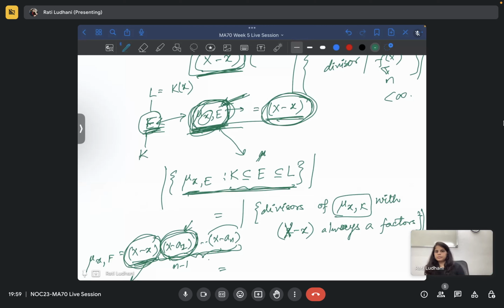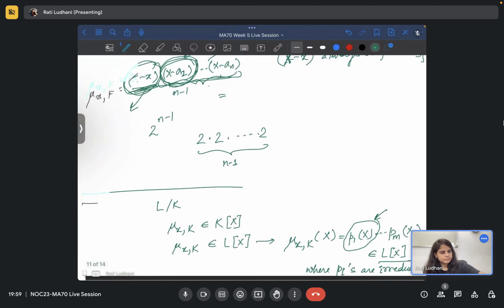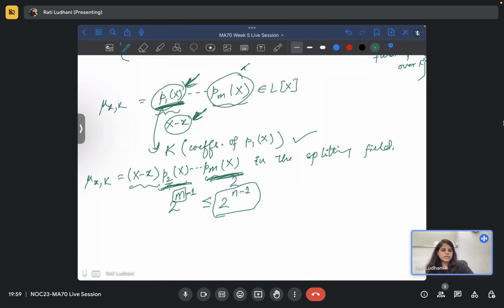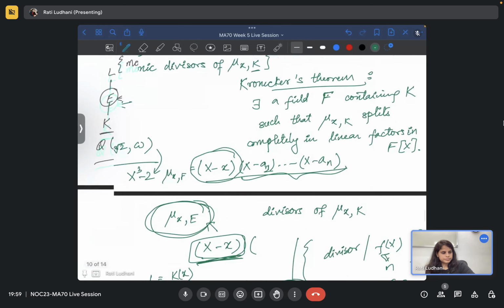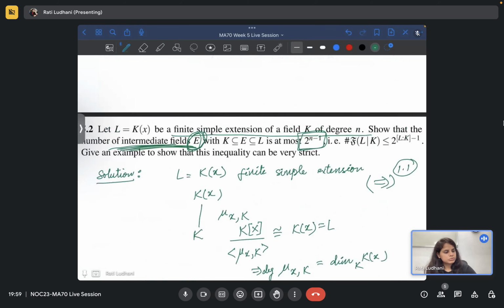It might be there, it might not be there. If L is very small so that it does not even factor, we just have maybe one option. We don't care. The maximum we can have is this. So the cardinality of this set is 2 raised to power n minus 1. That's exactly what we needed. So now you can try to find examples where the inequality is strict, that means it is strictly less than 2 raised to power n minus 1.